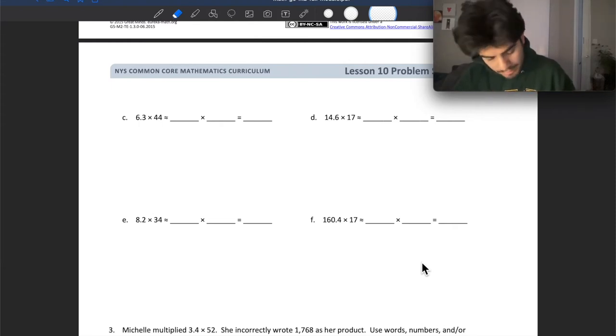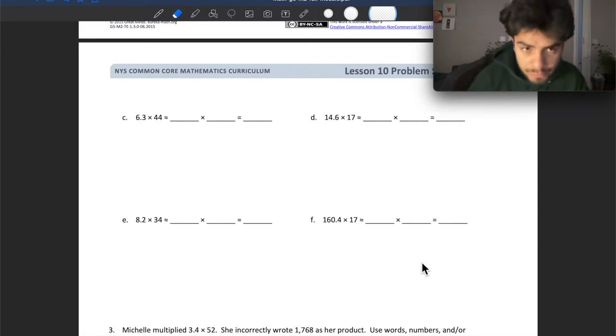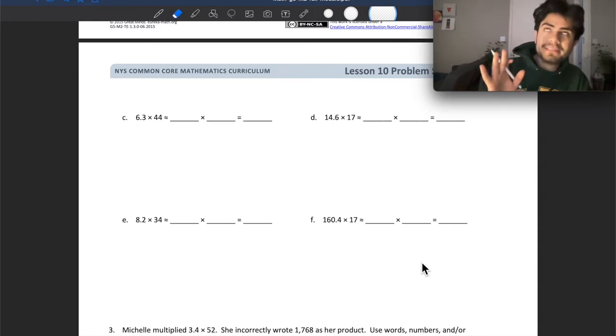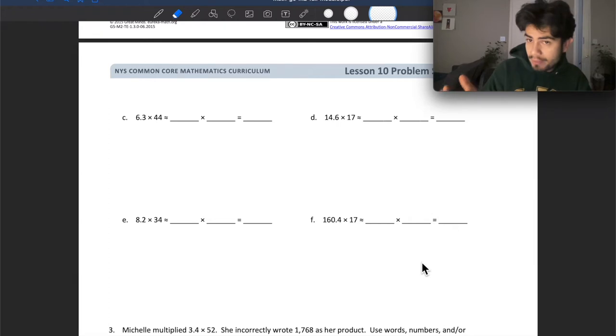Today we're going to continue multiplying decimals, and we're still on lesson 10. First, we're going to estimate, and then we are going to simply multiply that and see how close we should be to our answer, so that when we do multiply, we have an idea of where we should be.